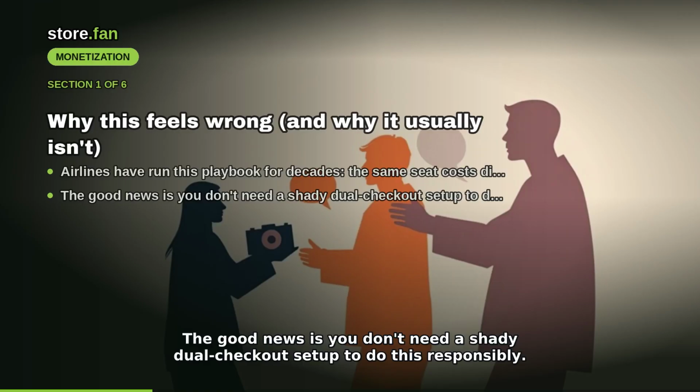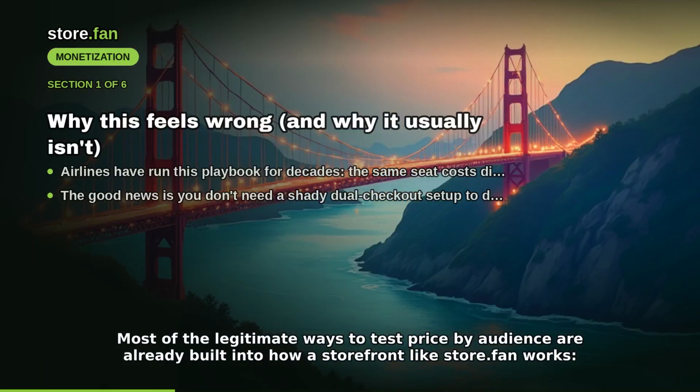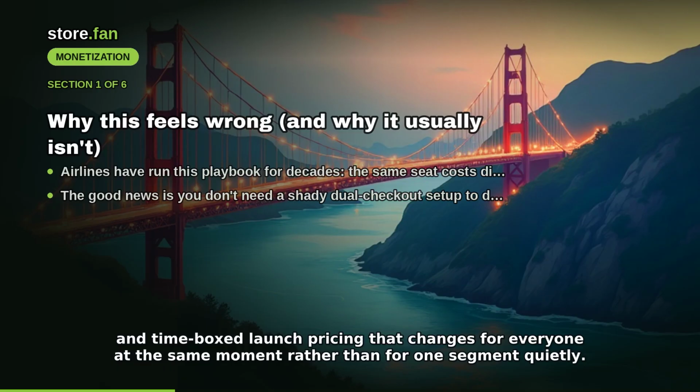The good news is you don't need a shady dual checkout setup to do this responsibly. Most of the legitimate ways to test price by audience are already built into how a storefront like store.fan works. Different links for different platforms, discount codes tied to specific campaigns, and time-boxed launch pricing that changes for everyone at the same moment rather than for one segment quietly.